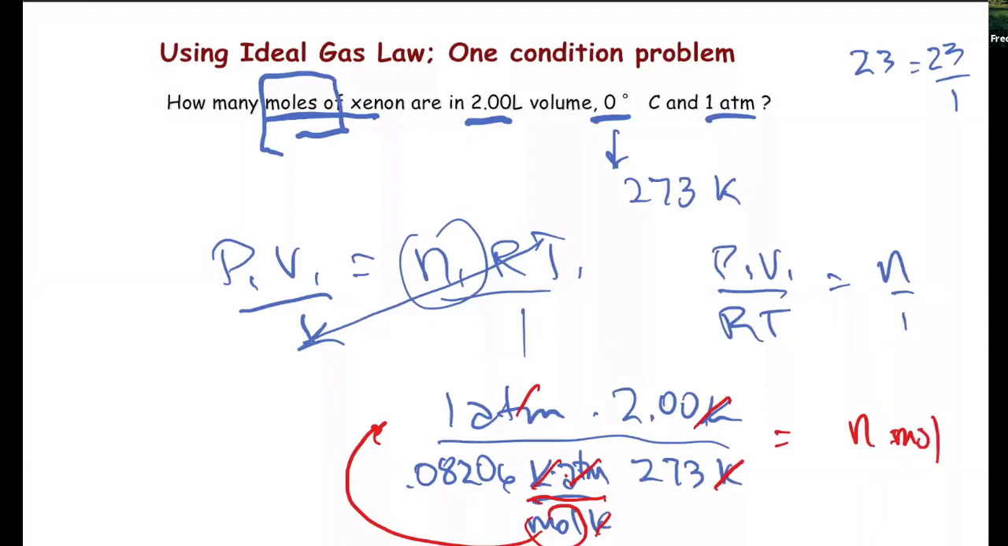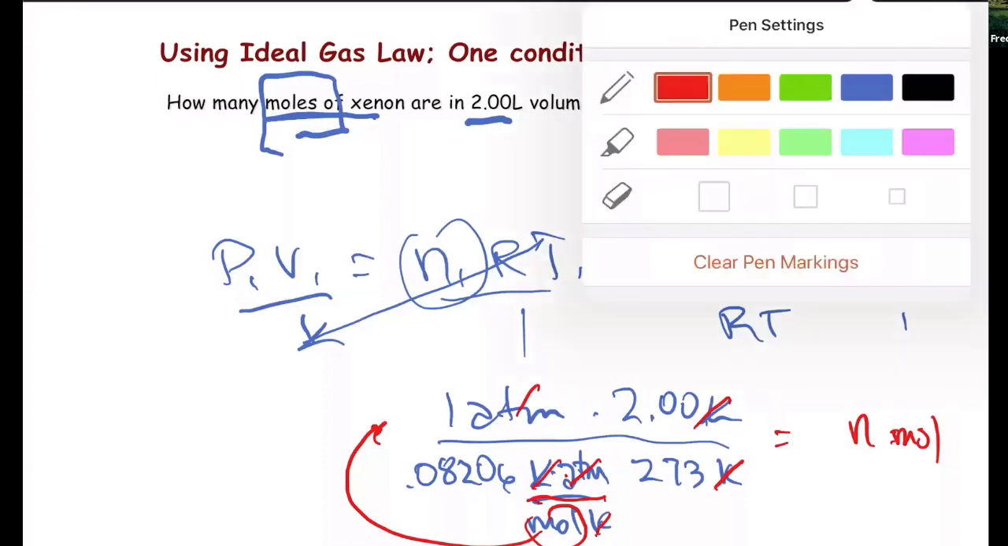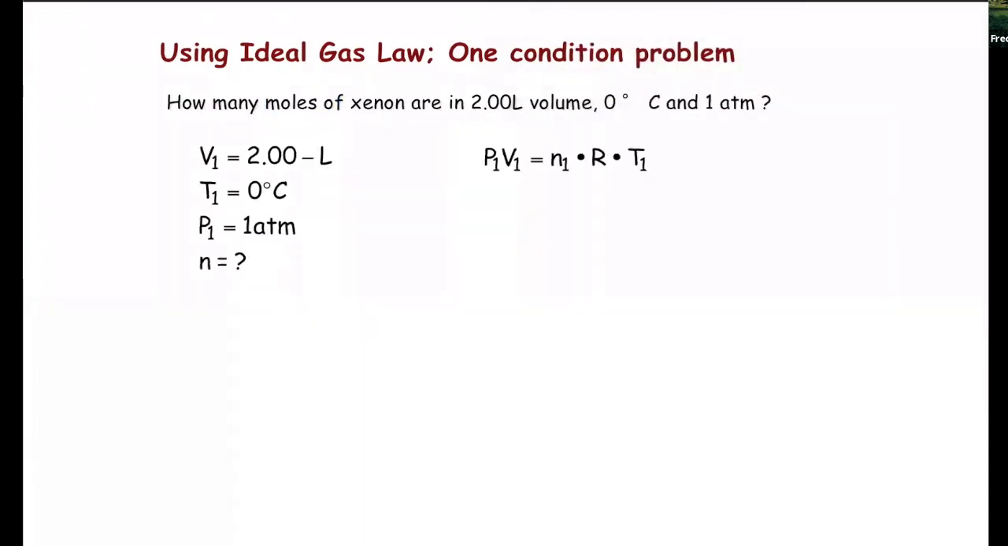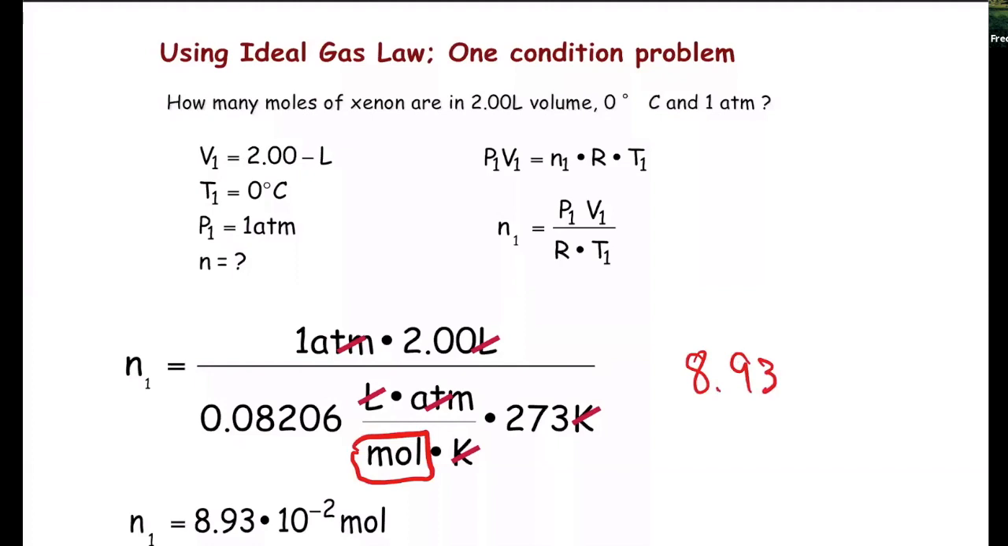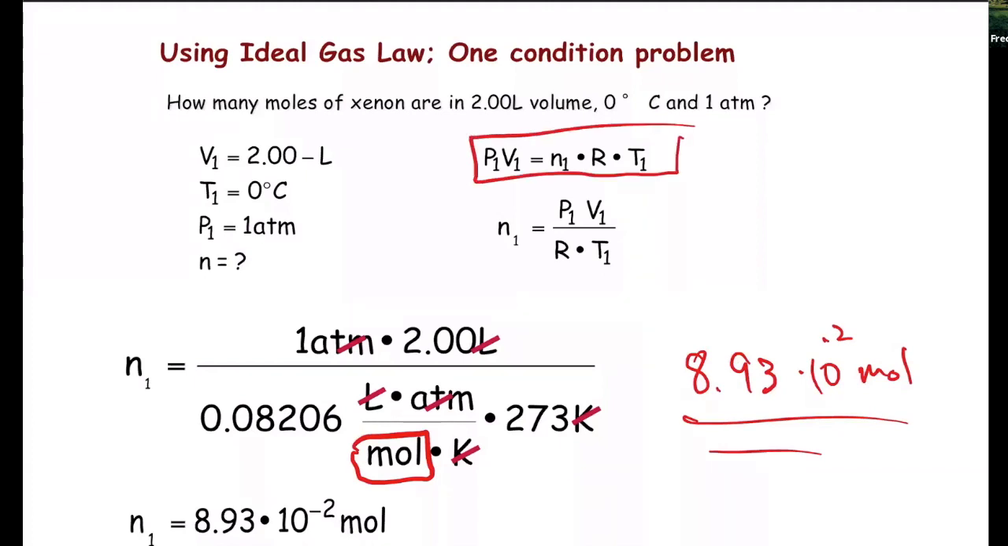So if you just crank out this math, 1 times 2 divided by 0.08206 divided by 273, you get the quantity of moles. Let me just show you how that's done. I'm going to clear this. Here it is right here. That's the equation we just derived. We plug it in. We notice the units cancel except for moles. We crank out our math. It comes out to 8.93 times 10 to the minus 2 moles. That's how much xenon would be in 2 liters, 0 degrees, 1 atmosphere. We're using a condition 1 type of problem. PV equals nRT. Okay, so that should be straightforward.